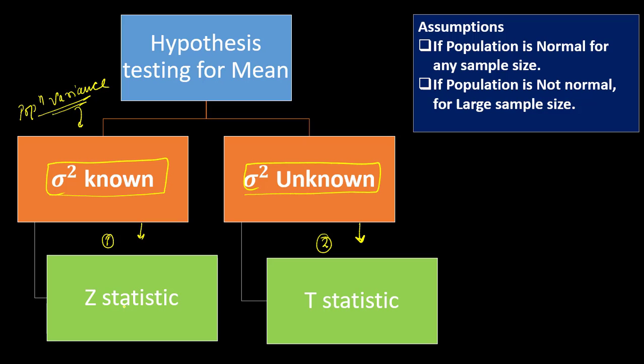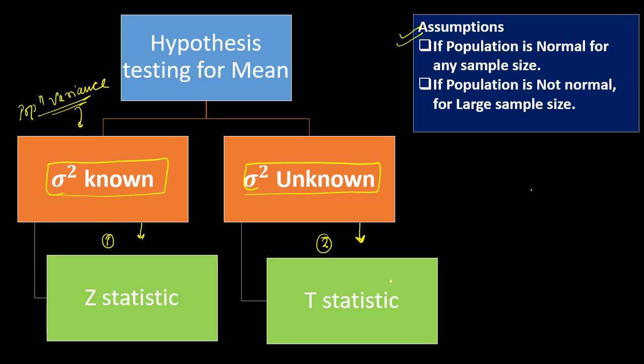Now these two concepts apply only if the assumptions hold true. So what are the assumptions? The first assumption is that the population is normal, for any sample size. If the population distribution is normal, then irrespective of the sample size we are going to use the z statistic or t statistic depending on whether we know the population variance or not. Why is it the case?